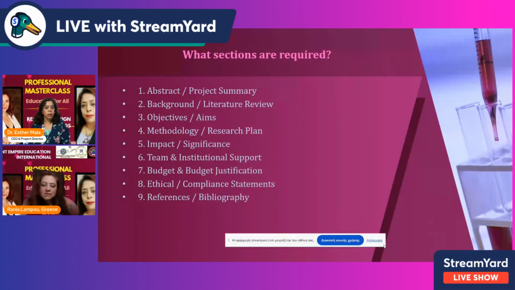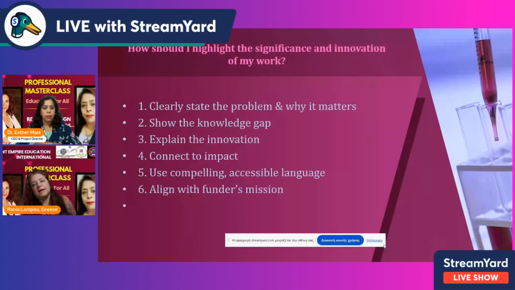Some funders add some extra sections, such as broader impacts or knowledge exchange. So that's why you need to always read the specific call guidelines carefully because they often include word limits and formatting rules. Now, how should I highlight the significance and innovation of a work?